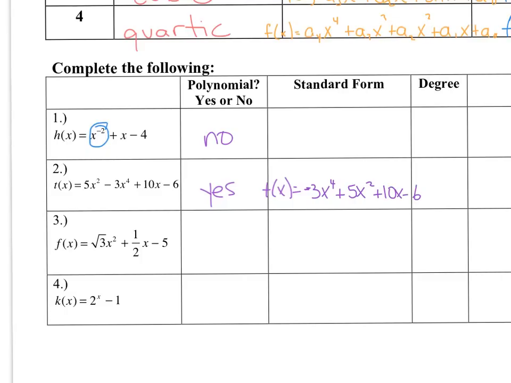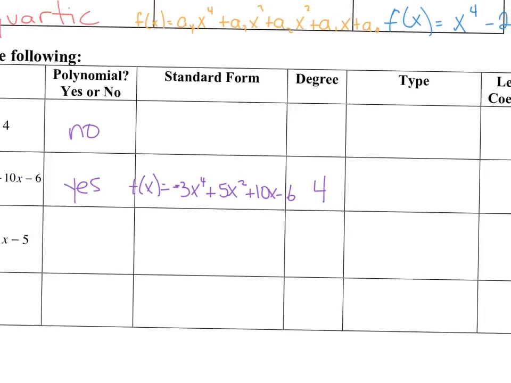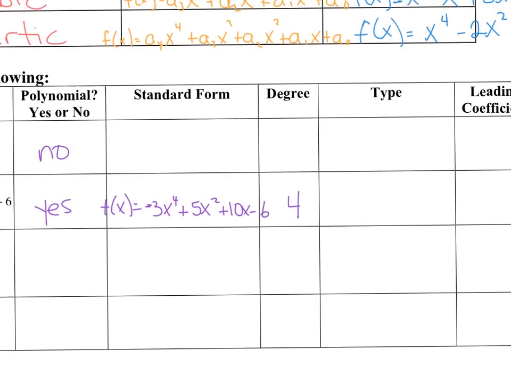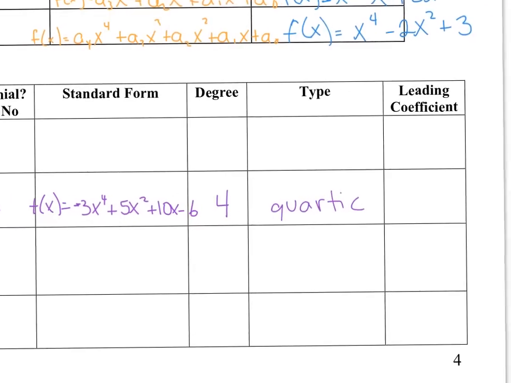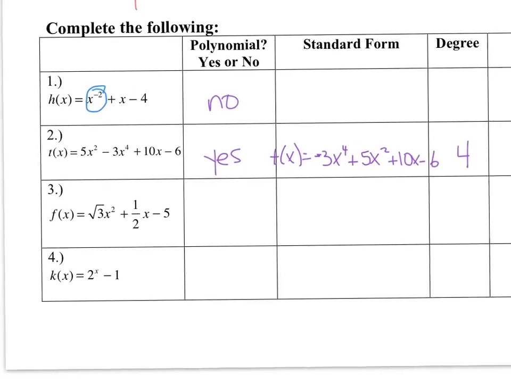The degree of this polynomial is simply, when it's in standard form, the highest exponent. So the degree here is a 4. And then the type depends on what we just wrote up above. If it's a degree 4, that means it's going to be a quartic equation. And the leading coefficient is just the coefficient of the first term. So here's our first term, and the coefficient there is negative 3. So the leading coefficient is negative 3. Just always be careful that it's in standard form before you pick out the leading coefficient.